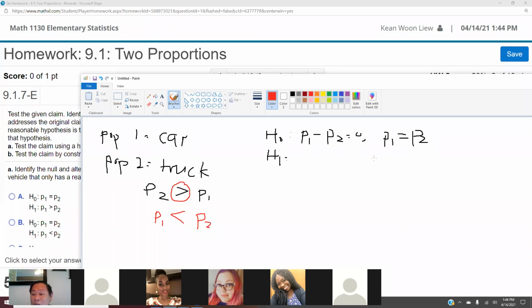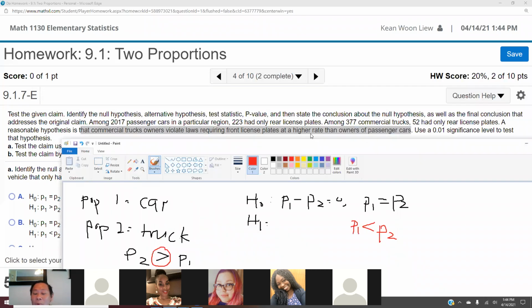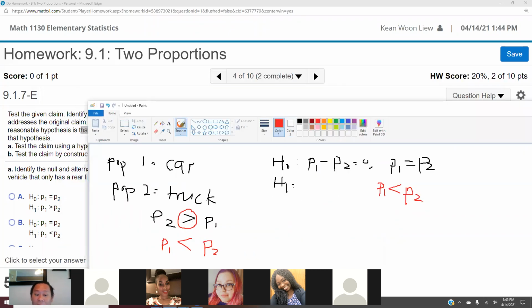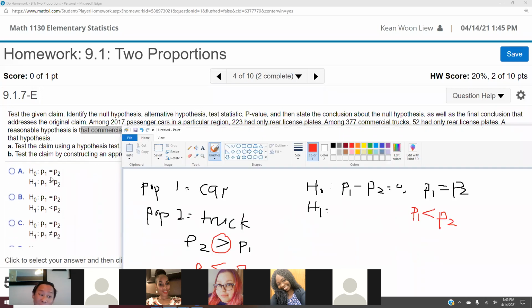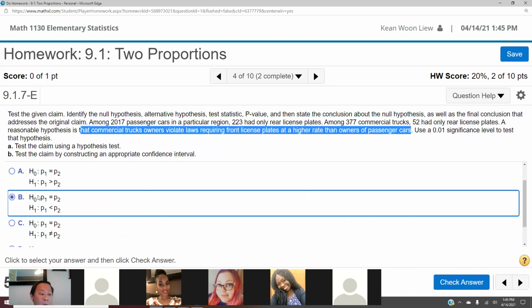So this is tricky. The reason why it's tricky here is because, although this is a higher rate, a lot of people think higher means greater, but the tricky part is they flip your trucks and your cars. You see that? So they are very tricky. So be careful in this case. Your answer in this case should be B. One is equal and one is less than.